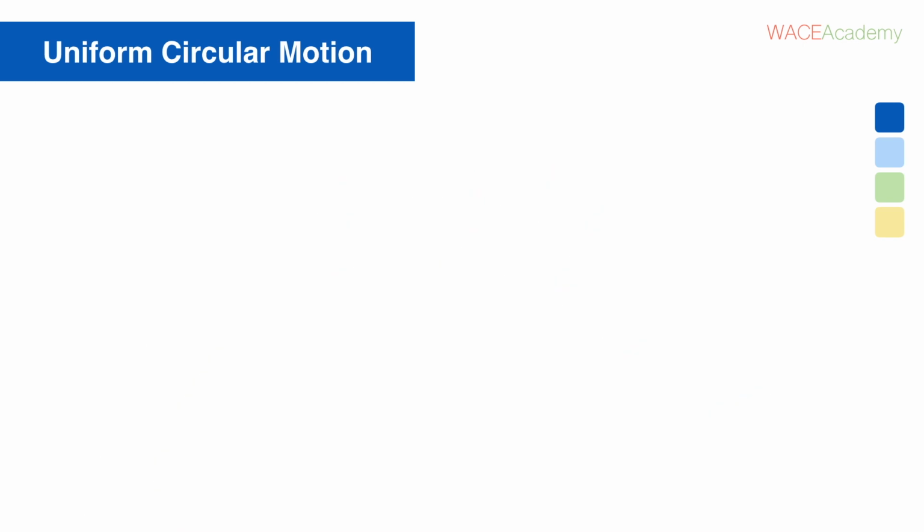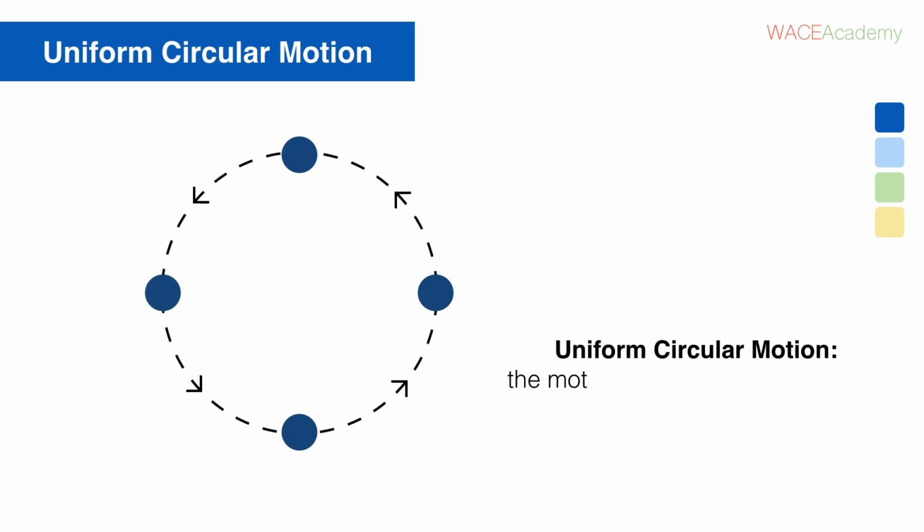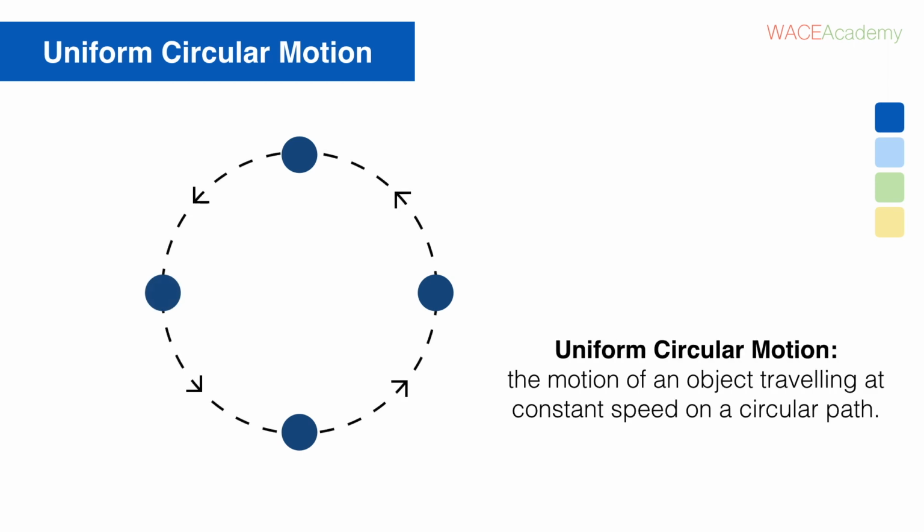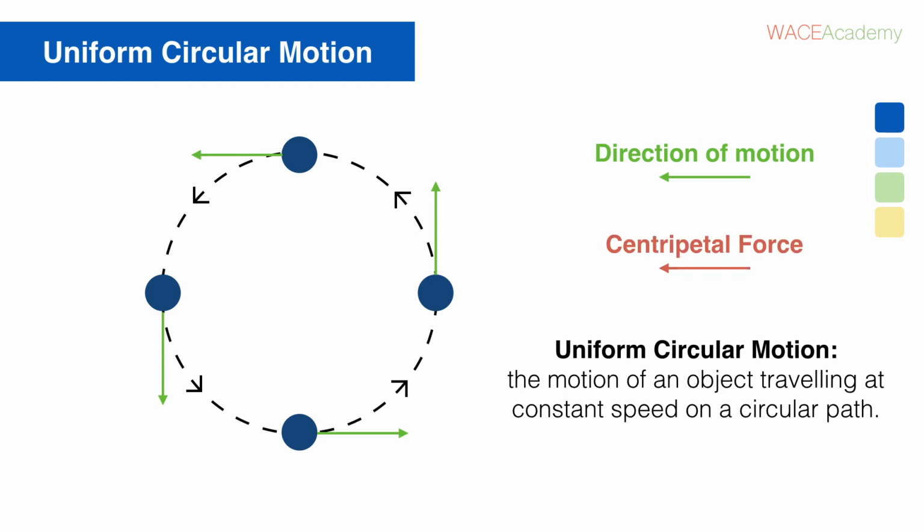If centripetal force is constant through this circular motion, then we achieve something called uniform circular motion. Uniform circular motion is defined as the motion of an object travelling at constant speed on a circular path. At any time, the net centripetal force will be the same at any other time. If this force changes at any time, then the circumference of the path will change, and we will no longer get a perfect circular path.